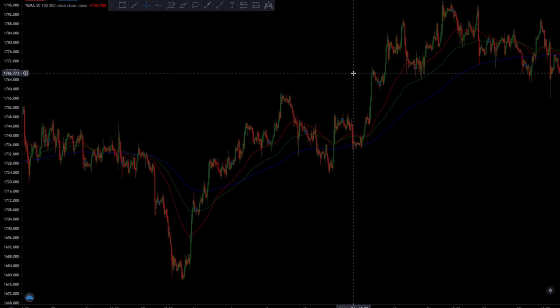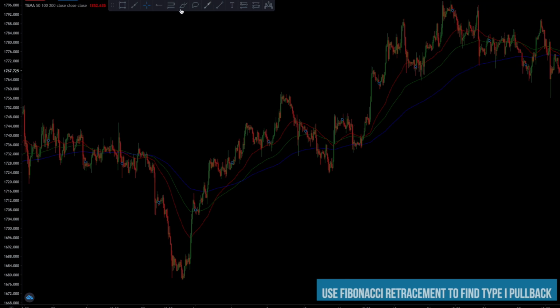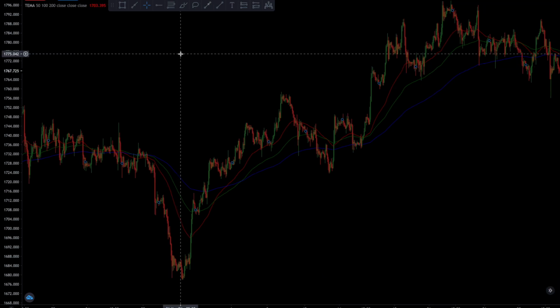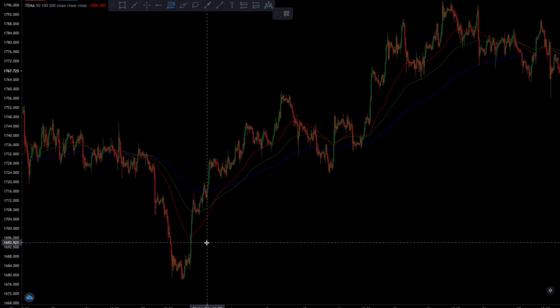And the most important thing or the easiest way to understand the type of pullback you are seeing is using the Fibonacci retracement. If there is a type 1 pullback, you will always see that the pullback is less than the second level of Fibonacci, that is less than 0.382. That is, after an impulse, the price will retrace less than 0.382.